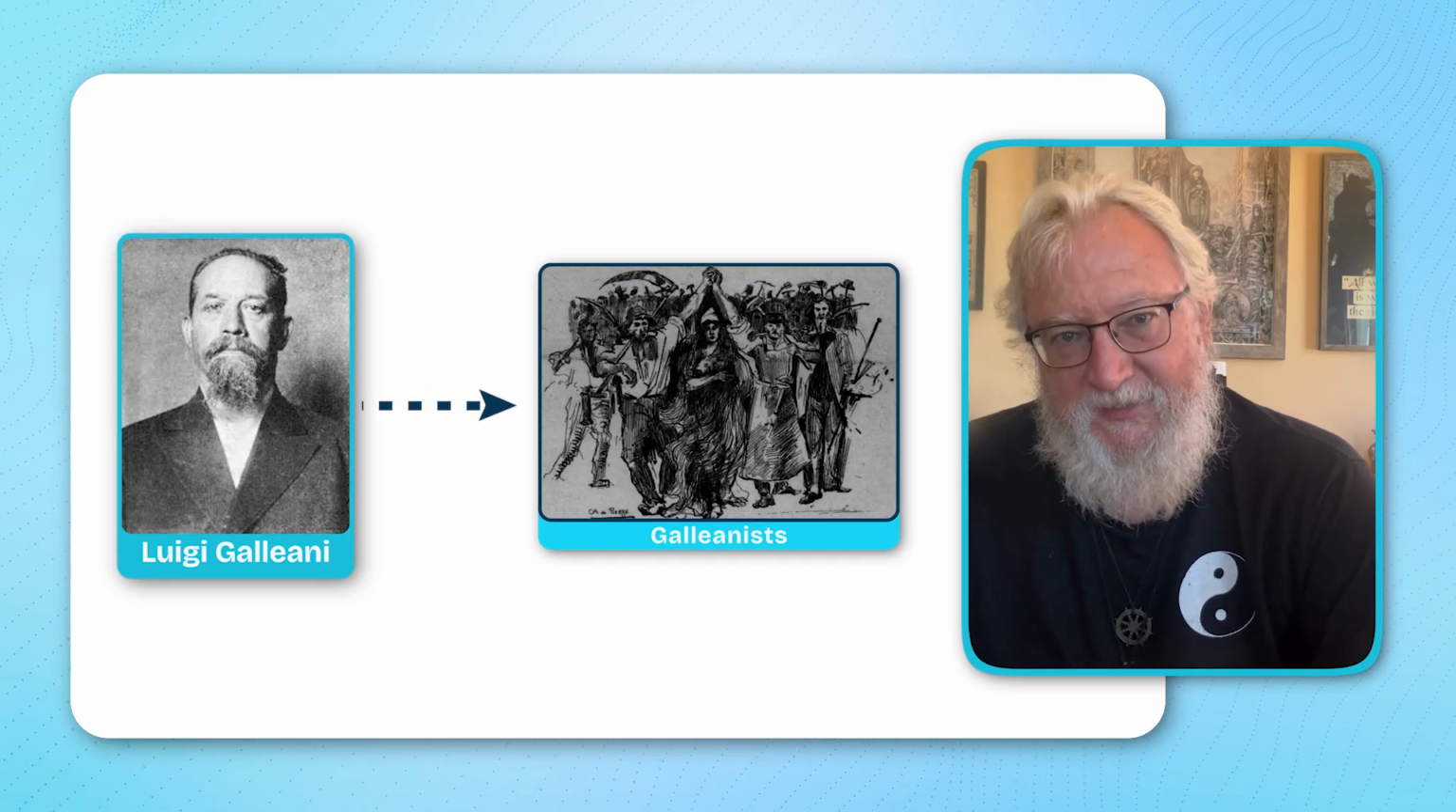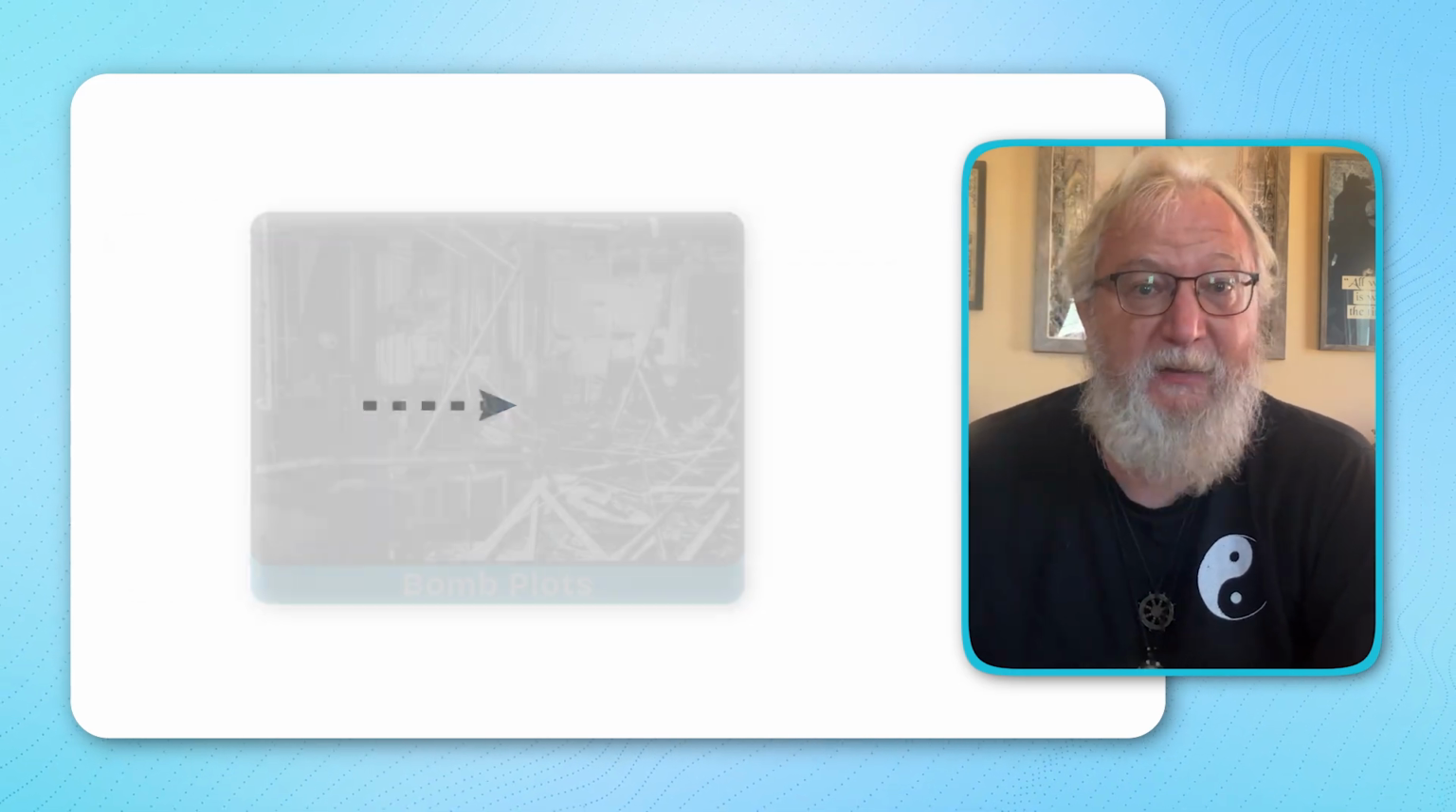Now, because of the Red Scare, we now get backlash against immigrants. But part of that backlash against immigrants is also because of violence during the time period. There was an Italian anarchist whose name I'm probably going to mispronounce, Luigi Galliani. And he inspired a group known as the Gallianists. And they had bombing plots.